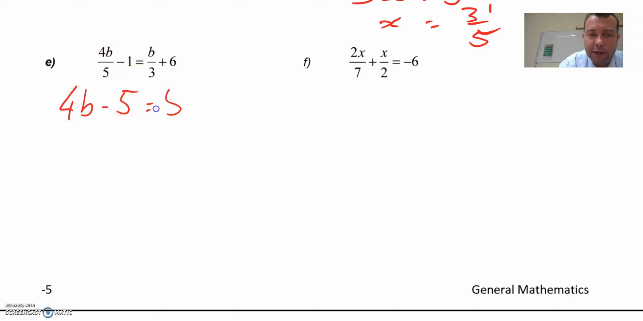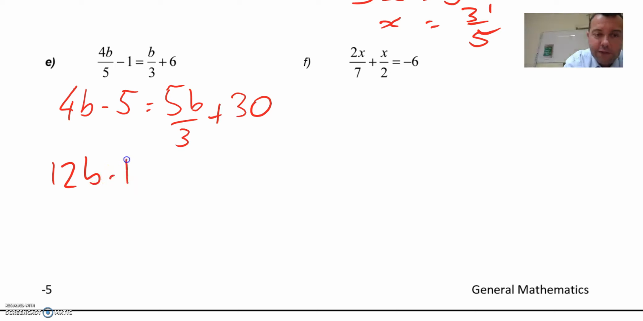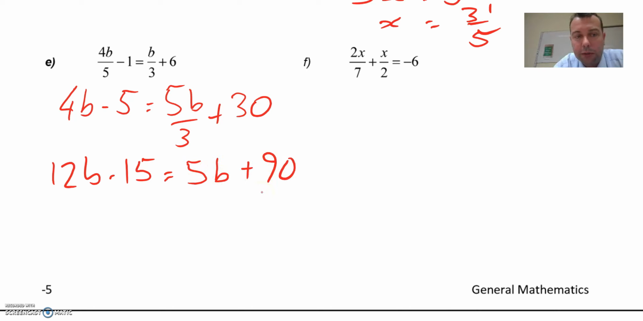Now, this gives me 5b over 3, plus 5 sixes are 30. We're in a better situation than we were. Now I've only got 1 fraction. Now I'm going to multiply everything by 3. That gives me 12b minus 15 equals 5b plus 90. I've multiplied every one of those terms by 3, which means I've got no fractions left.